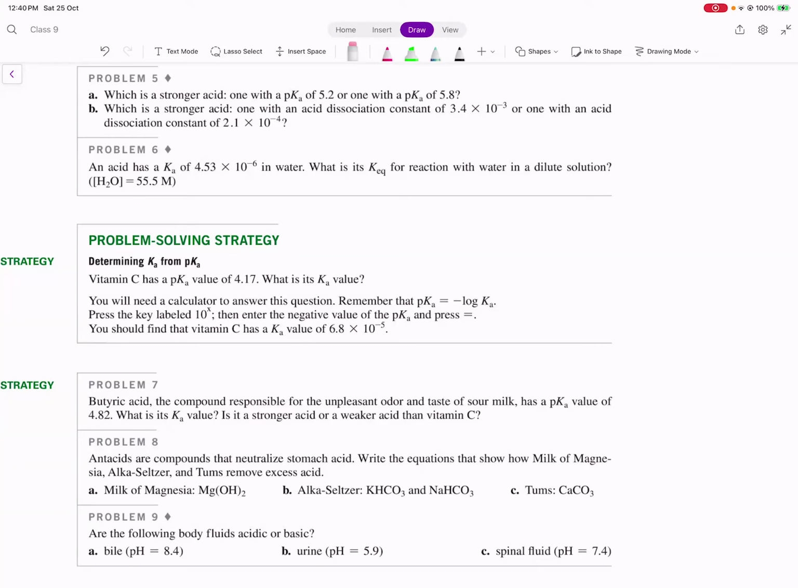Which one are you doing, Sanchita? So 7. Okay. Ananya, which one are you doing? So I'm also on the seventh one. Okay.